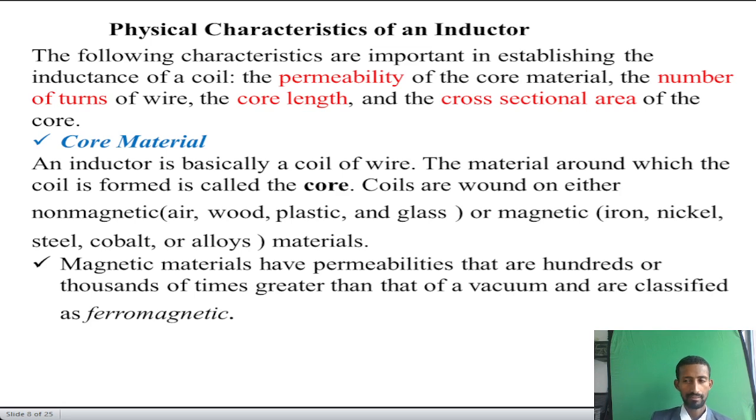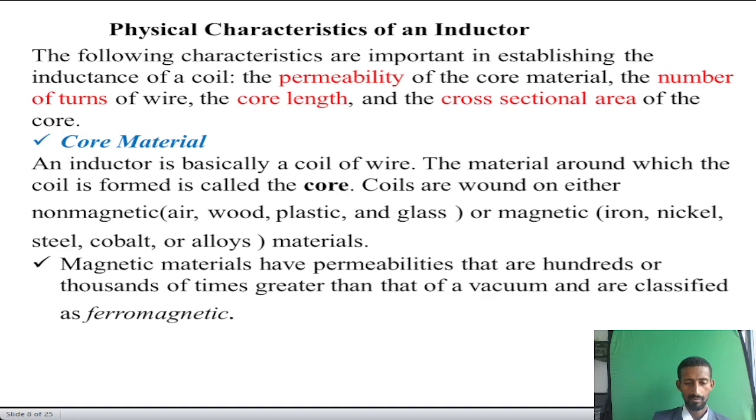What are the physical characteristics of an inductor? Physically, as we have already mentioned, an inductor is a coil. The physical characteristics are important in establishing the inductance of a coil: the permeability of the core material, the number of turns of the wire, the core length, and the cross-sectional area of the core.